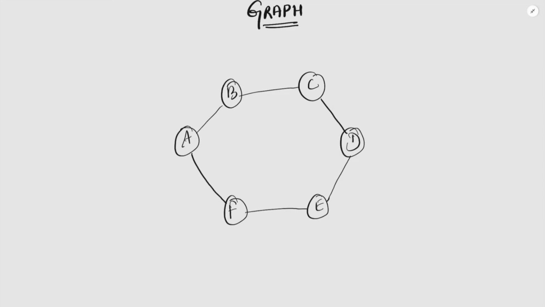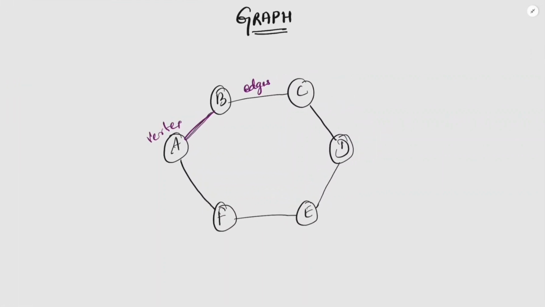Graphs are generally used to solve complex problems, and they have just two components. One is the vertex, and the other one is the edge. All these circles with an alphabet in them are called vertices, and the line which connects two vertices is called an edge. A graph is a collection of these vertices as well as edges, and many things in real life can be represented as a graph.